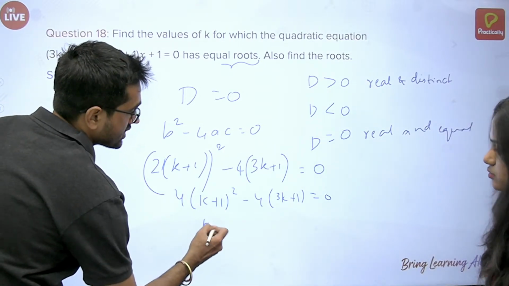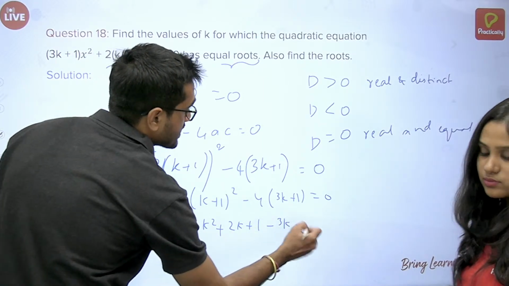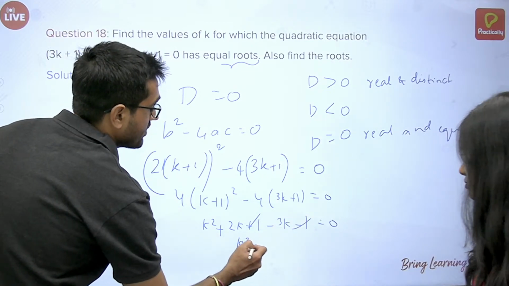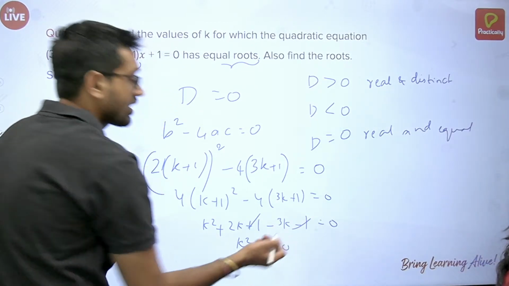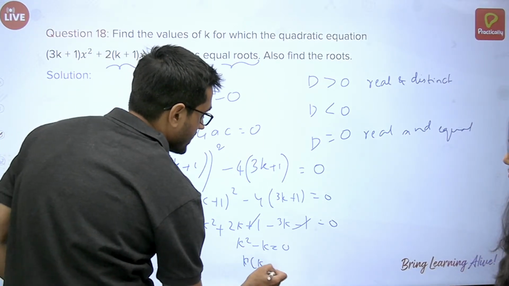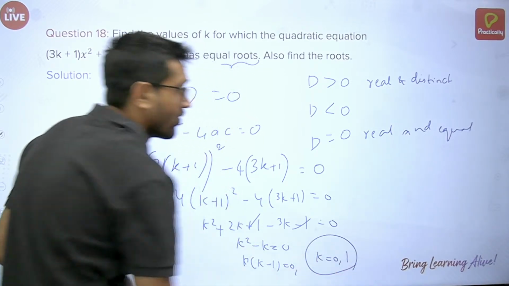Okay. So this is k square plus 2k plus 1 minus 3k minus 1 equals 0. Plus 1 minus 1 also gone. k square minus k. Not a quadratic equation to be worried about. This is just k common. k into k minus 1 equals 0. k can be 0 or k can be 1.